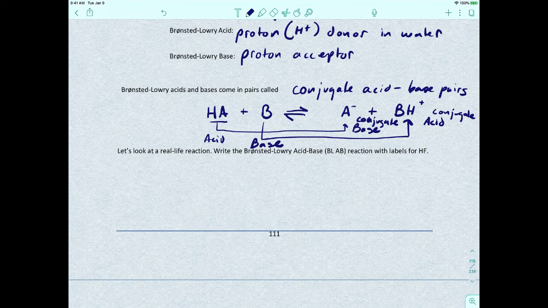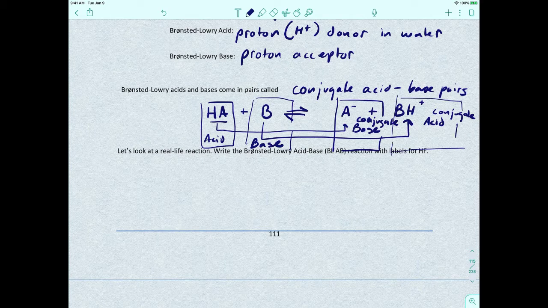So you have one acid-base pair, you've got HA and A minus. So you've got an acid paired with a conjugate base, and then you've also got a base that's paired with a conjugate acid. Okay, let's try a real life example so that way we get away from generics.